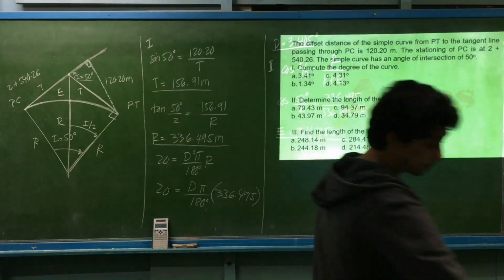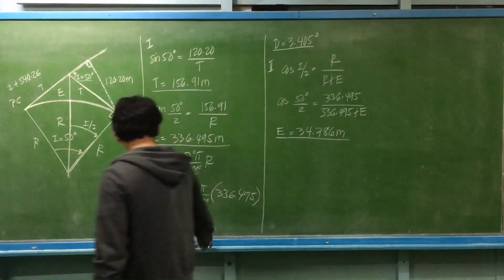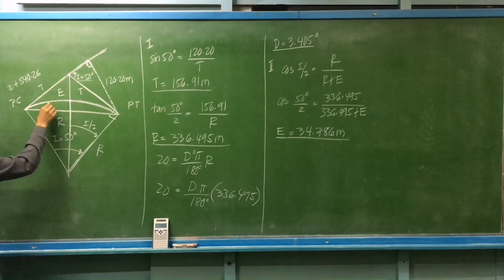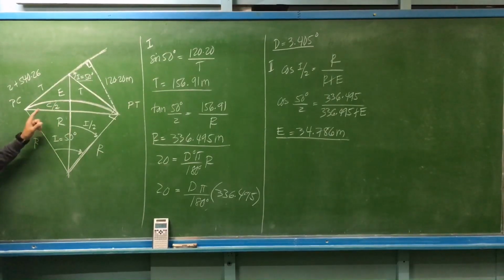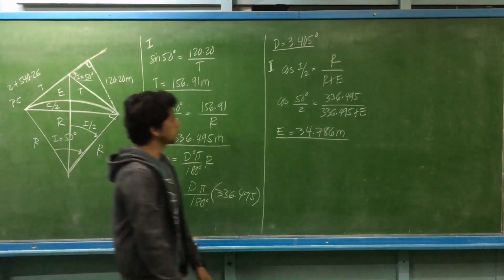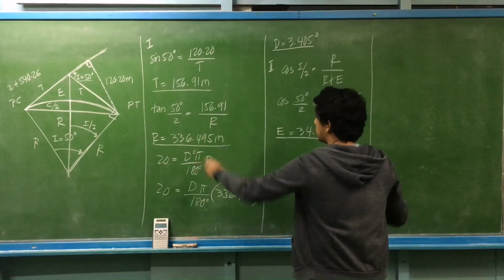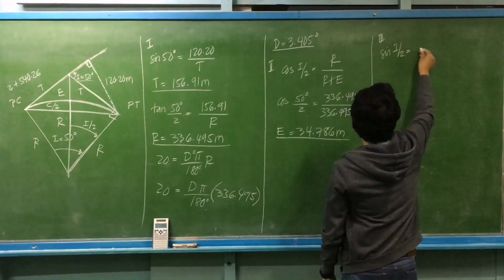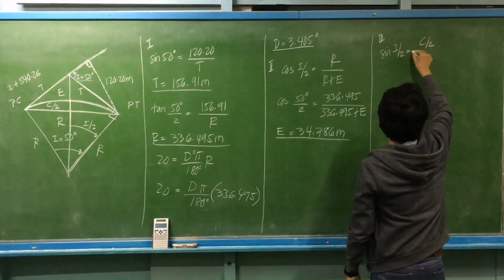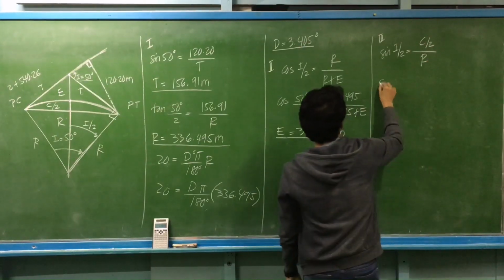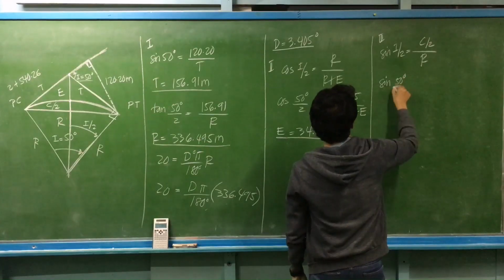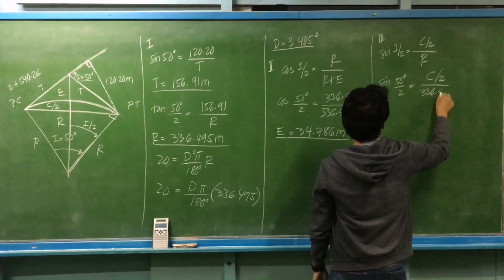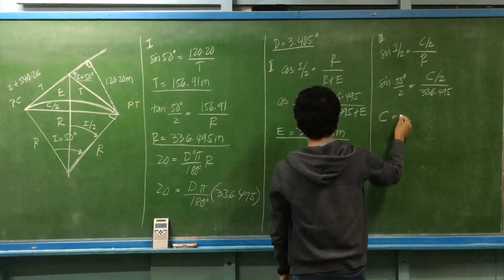Okay, madali na lang ito. Yung last na hinahanap for that situational problem is yung length ng long chord. So obviously, hatiin natin ito sa dalawa, si I over 2. Consider natin radius. So we can use the function of sine. Balikan nyo lang yung mga basic formula sa simple curve. So the sine of I over 2 is equal to opposite, yung C over 2, hypotenuse dyan yung radius. This is the same as sine of 50 degrees over 2 is equal to the chord over 2 over the radius, 336.495. Kunin natin yung long chord.